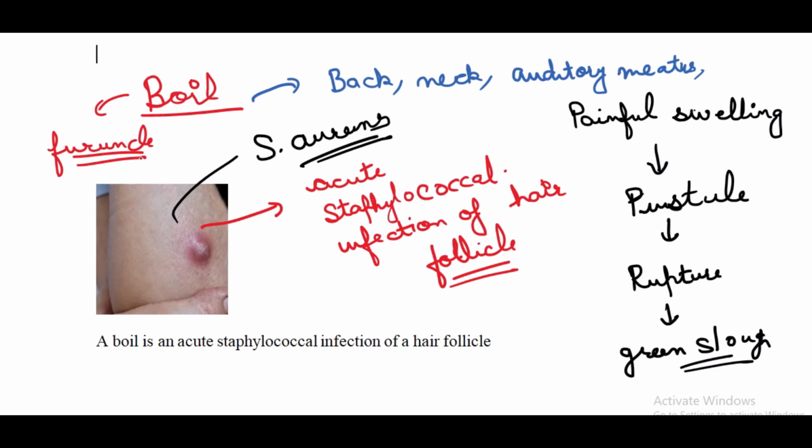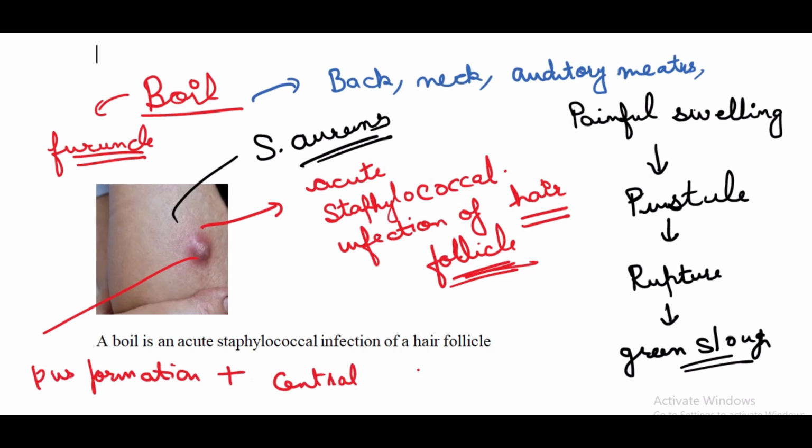Here the infection ultimately leads to pus formation and central necrosis. So remember, a boil or furuncle is an acute infection of a hair follicle that is caused by which bacteria? It's the Staphylococcus aureus bacteria.